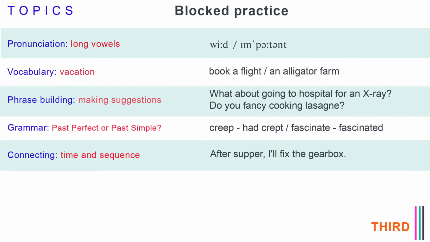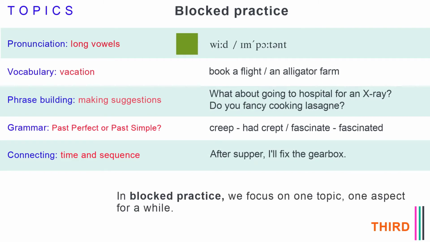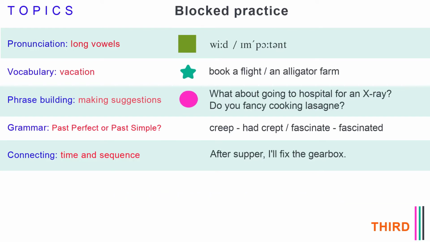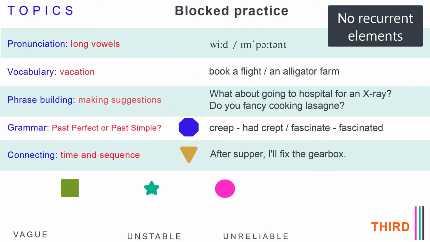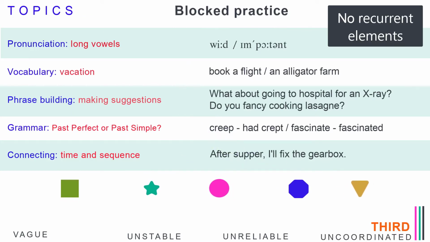In blocked practice, we focus on one topic, one aspect, for a while. Then we move on to the next one. As you see, the elements are not repeated. They're studied in isolation, outside already studied aspects. As a result, knowledge is vague, unstable, unreliable, uncoordinated. It doesn't form a clear scheme and is very difficult to use.